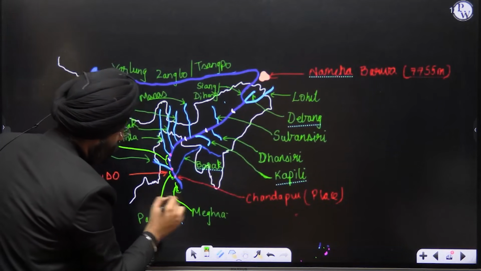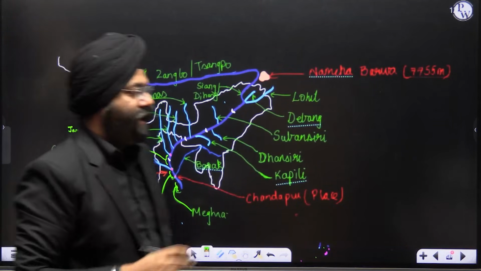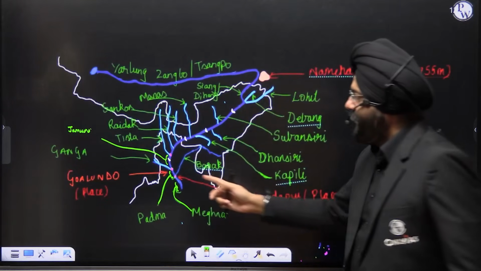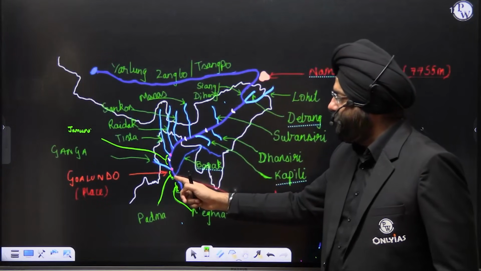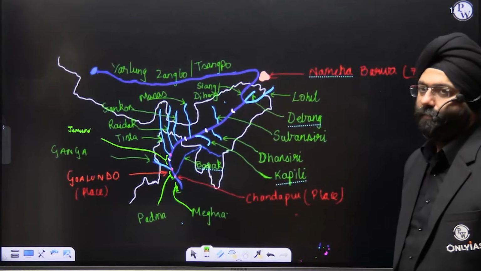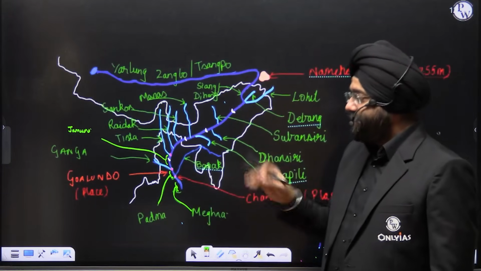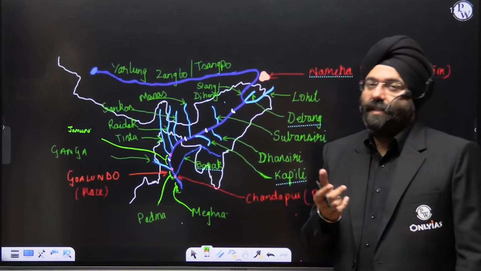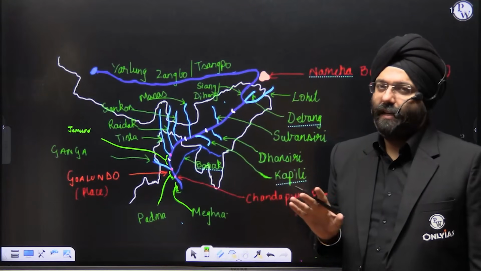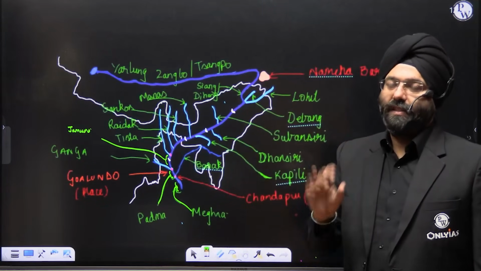This part is Padma, this is Meghna. Now, the point where Barak river is merging with Padma is known as Chandrapur. Now, this is something which might sound complicated, but it is very easy. I'll be showing you the next slide, but you should be aware of this. Can I repeat it again?